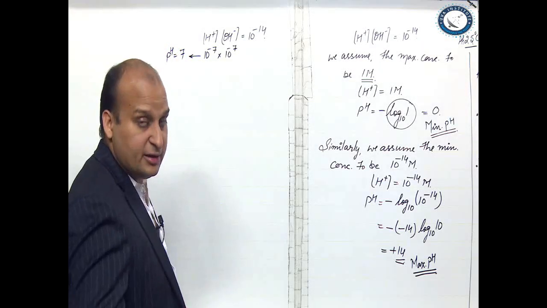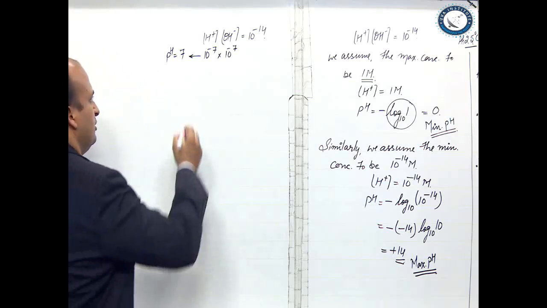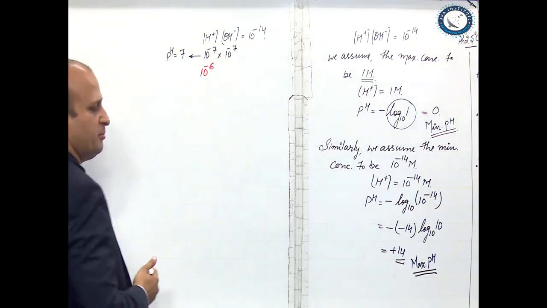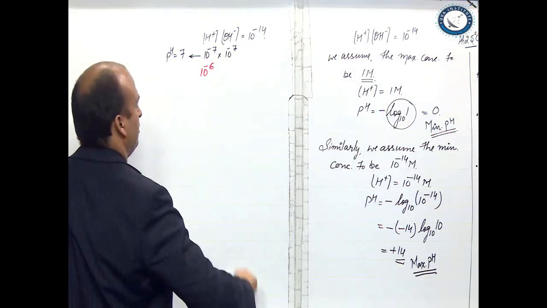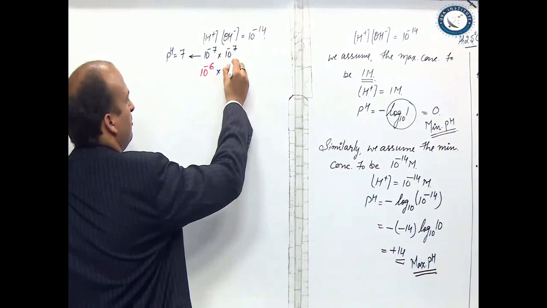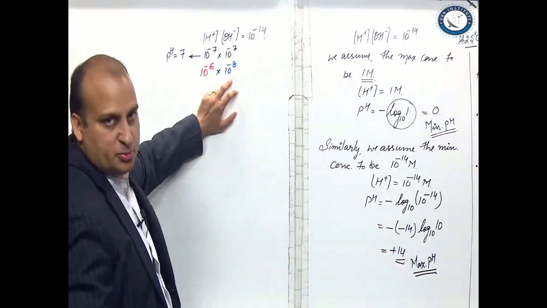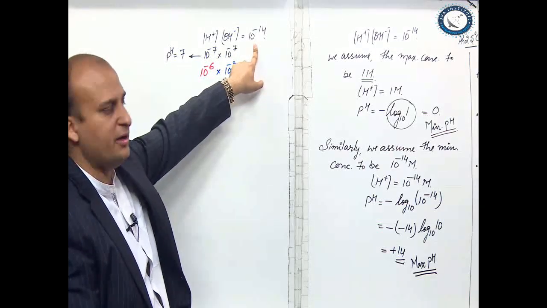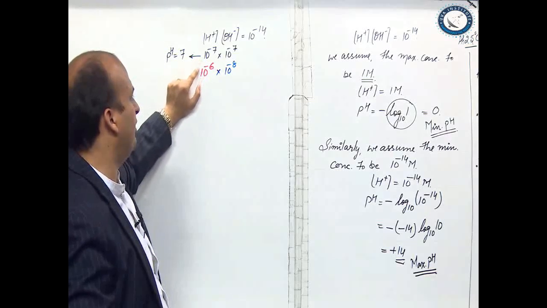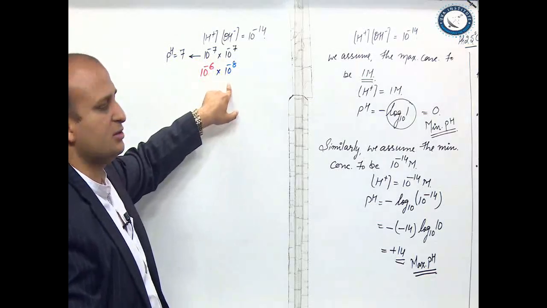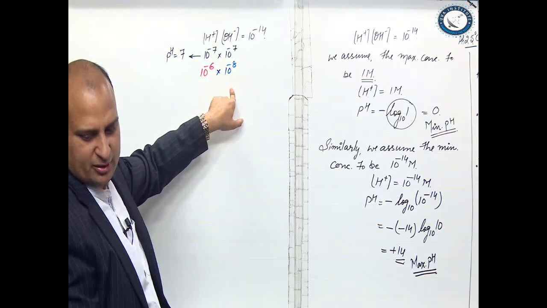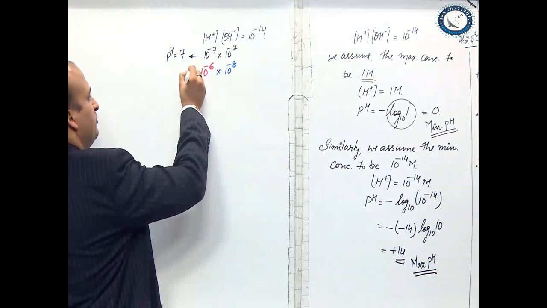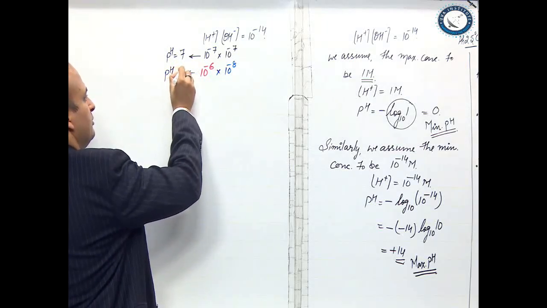Now dear friends, if I increase the concentration 10 times, this becomes 10 raised to power minus 6 and this becomes 10 raised to power minus 8. Why does this become 10 raised to power minus 8? Because the product is always 10 raised to power minus 14. So if you are increasing this value by 10, this value decreases by 10. Are you getting the point? Is this point clear to everybody? Okay. So now the pH will be 6.